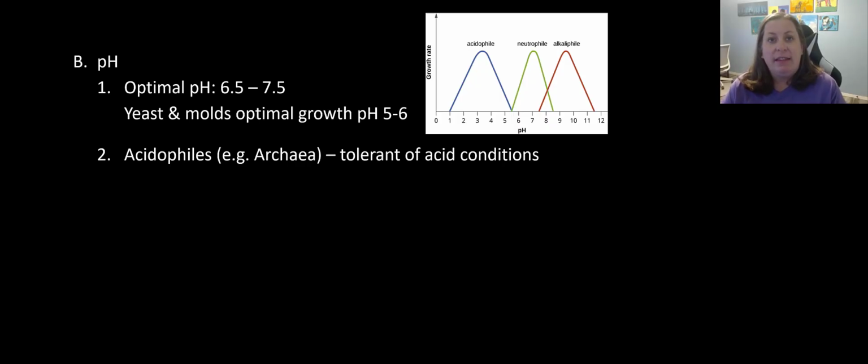The next thing we want to look at that's a physical characteristic of growth is going to be the pH. Now, optimal pH is normally between 6.5 and 7.5. Most microorganisms, including bacteria, like this range. Now, sometimes your fungi, like your yeast and molds, like it to be a little more acidic, and they can normally grow between a pH of 5 and 6. We do see that there are some acidophils. Acidophils are going to be your Archaea group. These guys tolerate acidic conditions, and you can see that in the blue.